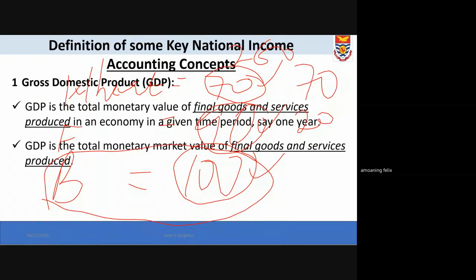Okay, then we also look at the value between the flour and the bread. So by processing the flour into bread, the extra value that was added was 10. So when you add all this, you should get the price of the final good. So when I add this, I add that, I add this, I'm going to get 70. I add this, I add that, I get that. I'm going to get 100.